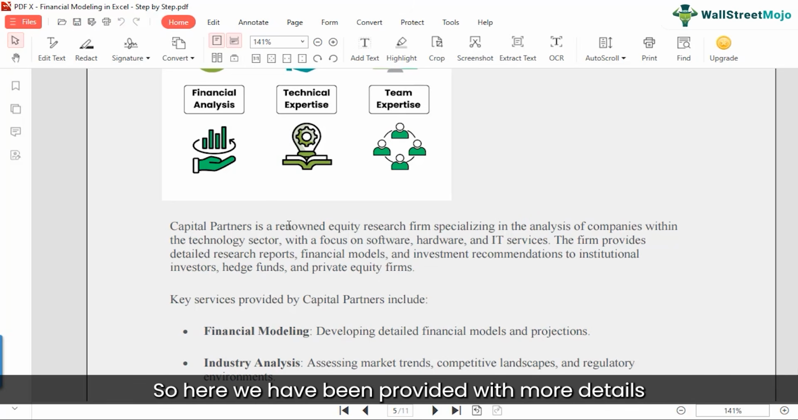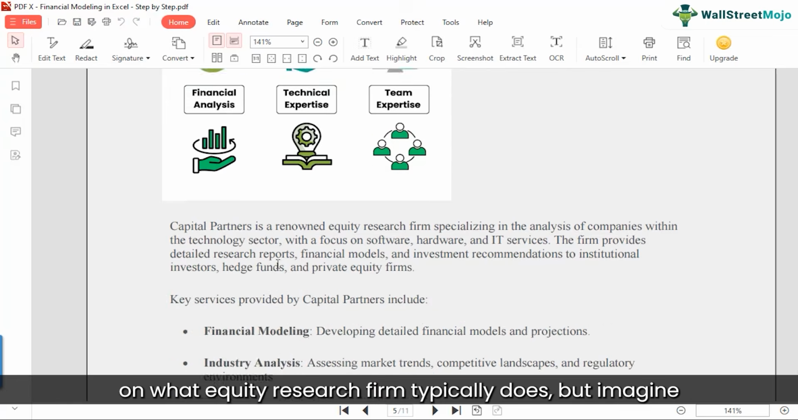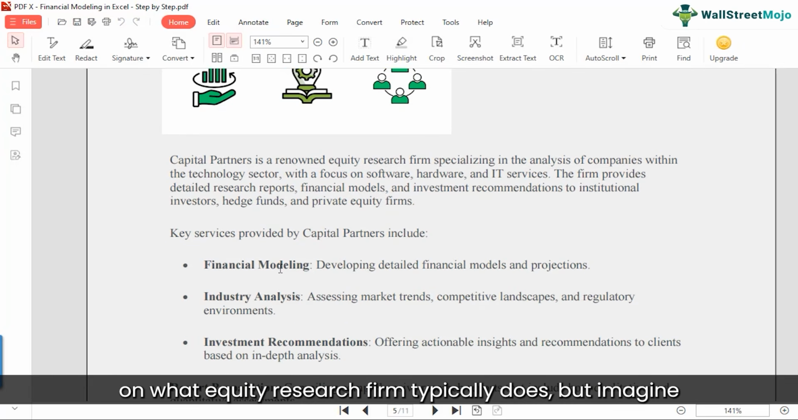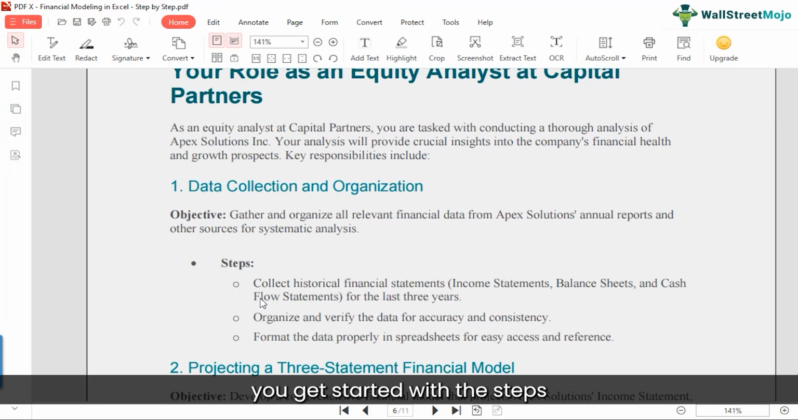Okay, so here we have been provided with more details on what equity research firm typically does. But imagine you are approached by your senior analyst, and he has asked you to create the financial model from scratch. Okay, so with that, you get started with the steps which I discussed. The 9 steps. So we'll do that one by one.